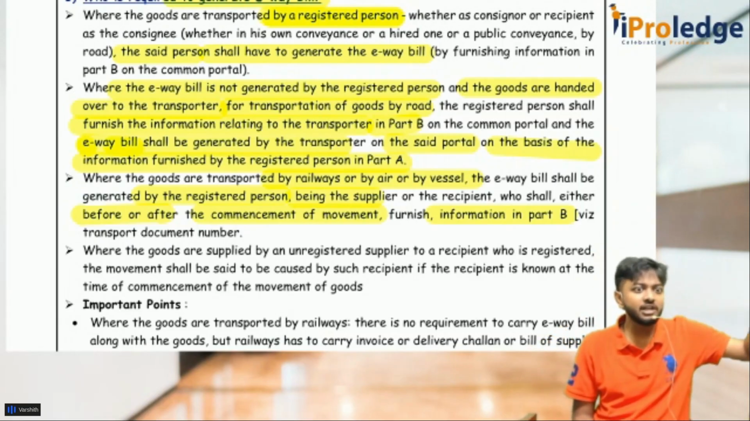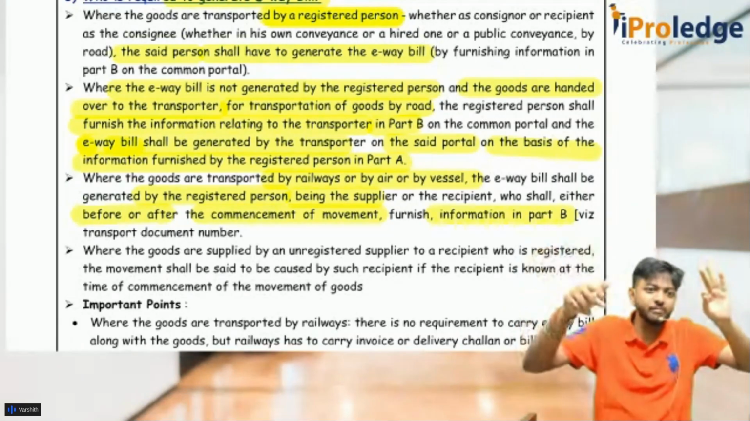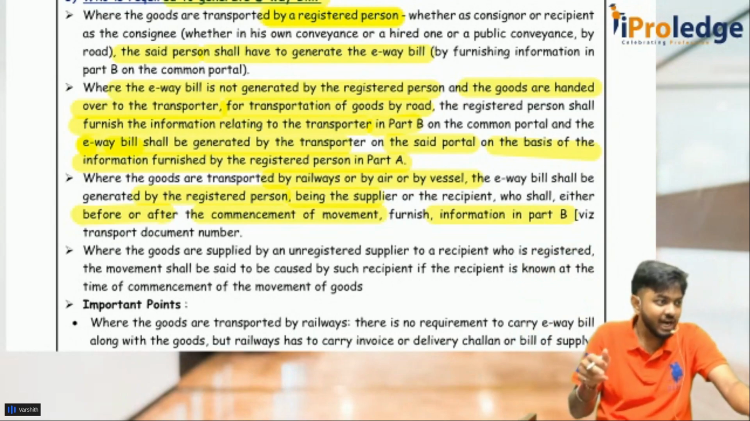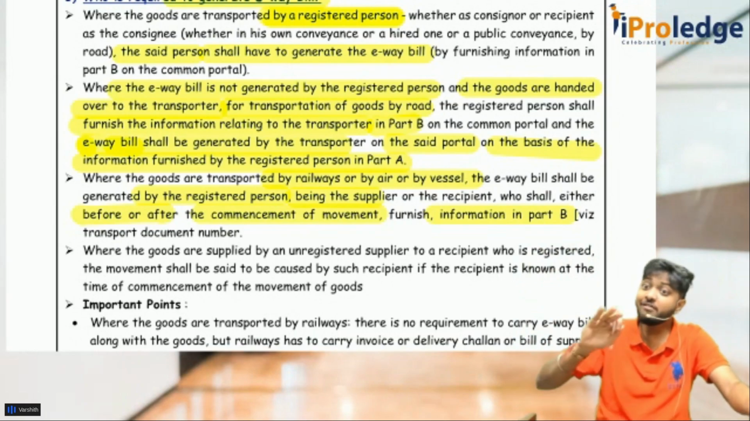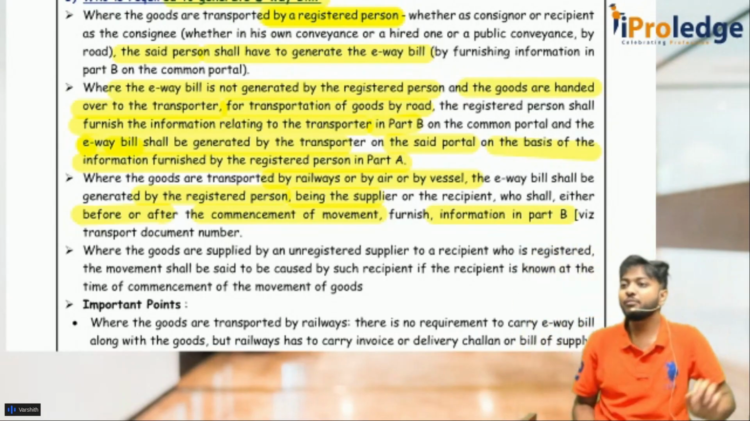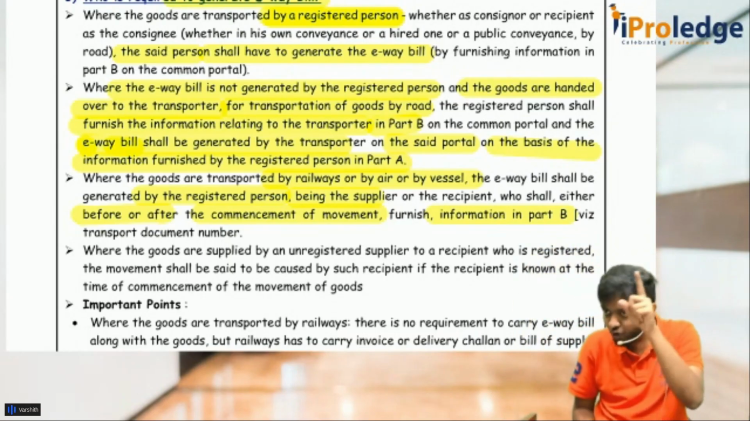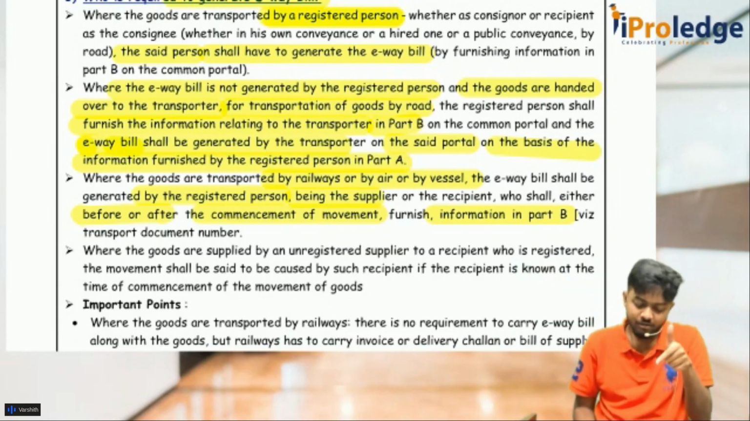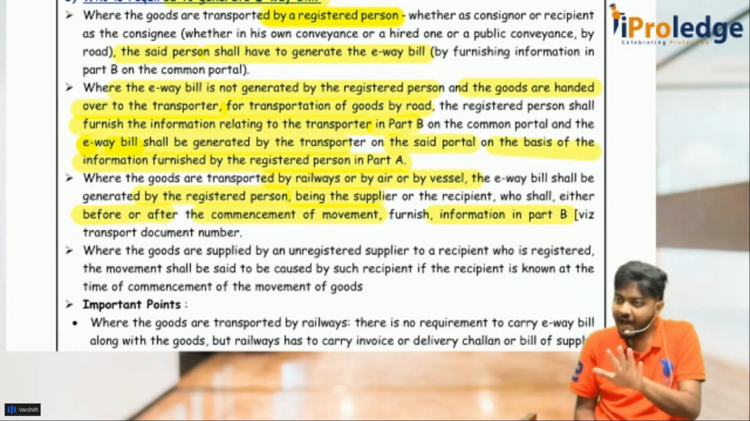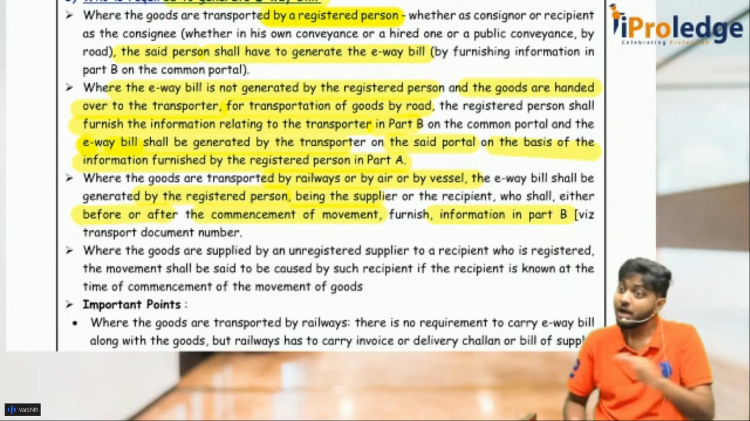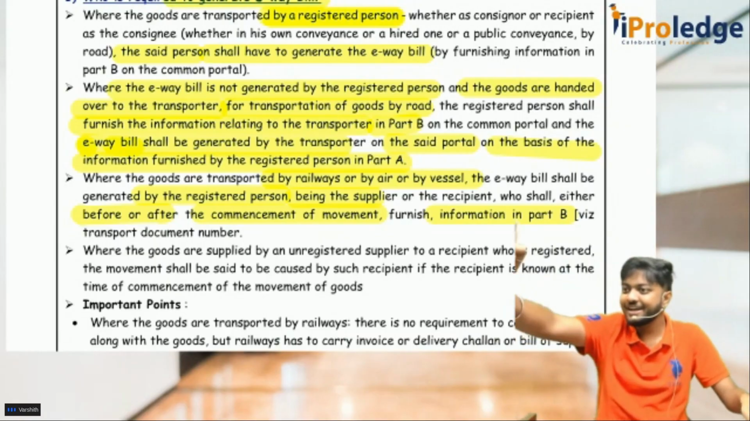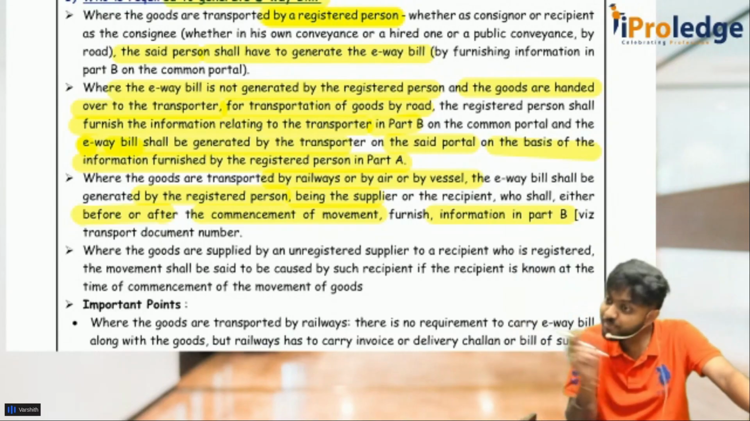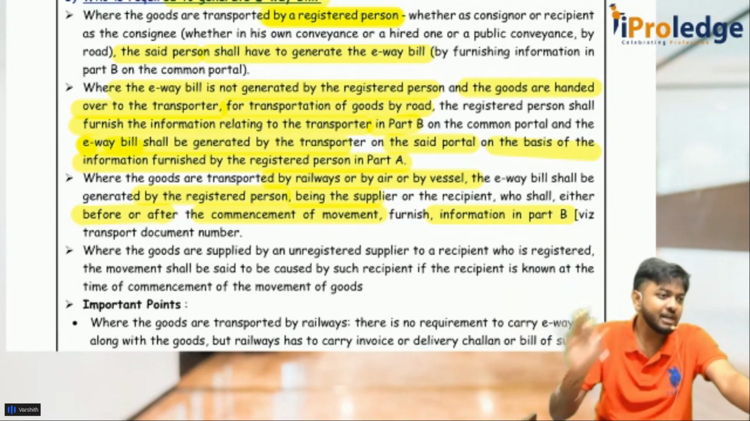Suppose you have generated only part A and the transportation details are not yet put. I cannot say that the e-way bill is generated. So for air, railway and ship, they are telling that the e-way bill can still be generated even after the commencement of the movement. For road, this is not applicable; it should be generated before only. But for air, ship and railways, it can be generated after commencement also. Before the time it reaches, it should be there at least. But after the commencement of movement, you can still generate the e-way bill, no problem.